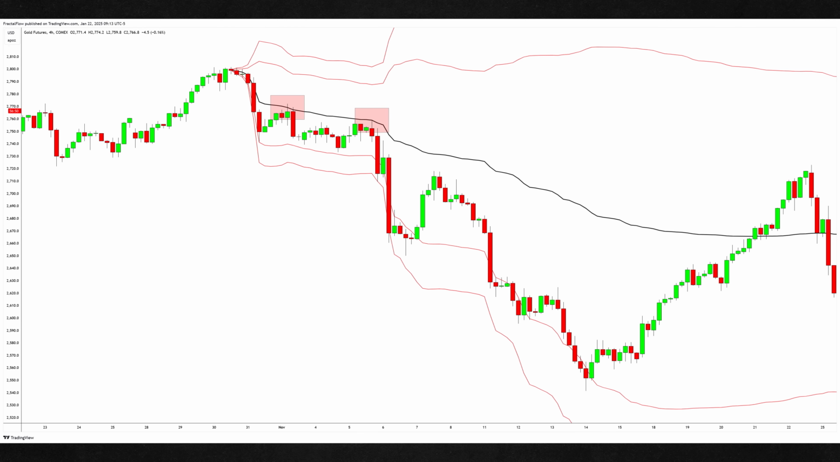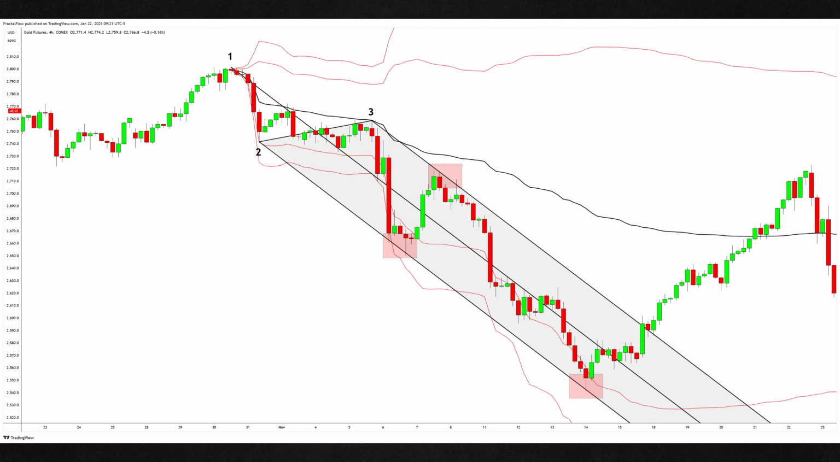Just as an additional detail here, which has nothing to do with anchored VWAPs and order flow, notice how the plotting of an Andrews pitchfork on extremes 1, 2, and 3 captures the limits of the following downtrend with amazing precision, as it is highlighted in the red areas.